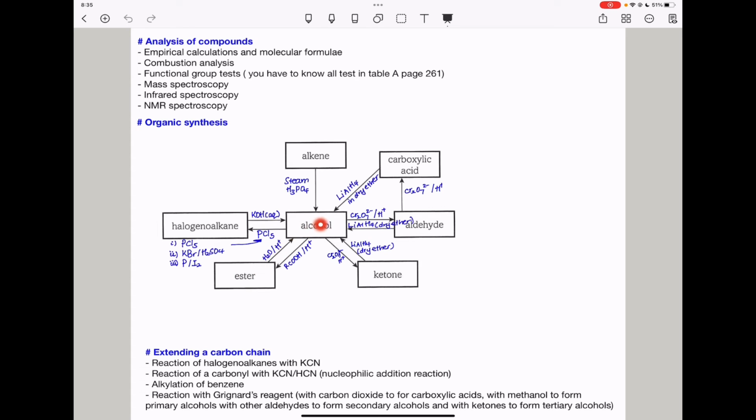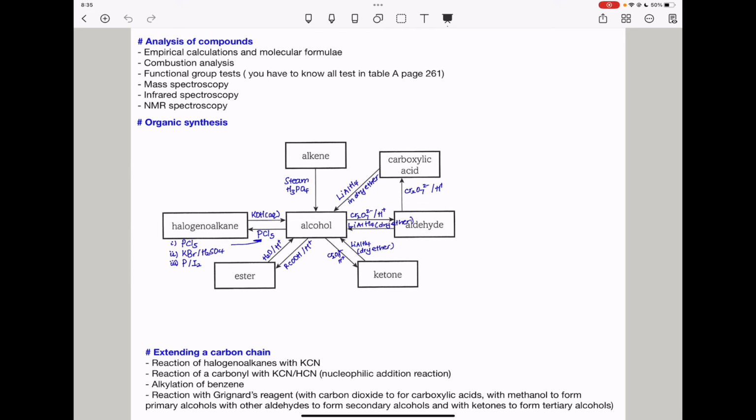An ester into an alcohol, of course, it's going to be hydrolysis in the presence of an acid, like sulfuric acid. Conversion of an alcohol back into an ester, that could be esterification, whereby a carboxylic acid is reacted with an alcohol. It could also be reaction of an alcohol with an acyl chloride. Conversion of an alcohol into a halogenoalkane depends on which halogenoalkane you want to form. If you are forming a chloroalkane, like primary, secondary, you could use PCl5. If you're producing bromo, you can use a combination of KBr and sulfuric acid.